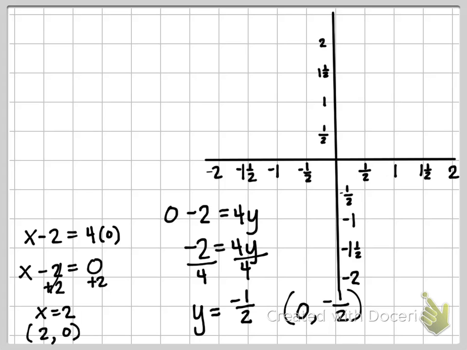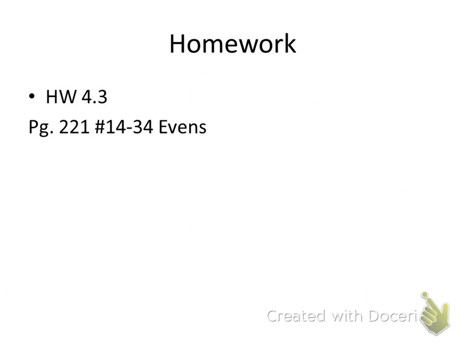Okay, so let's plot our x and y intercepts. Our x-intercept was at (2, 0), so I go over to the 2 on the x-axis, and my y-intercept was -1/2, so I go to (0, -1/2). Plot my points, then draw my line through them, and I have my x and y intercepts that I use to graph. Okay, so this is how you would do the x and the y intercepts.